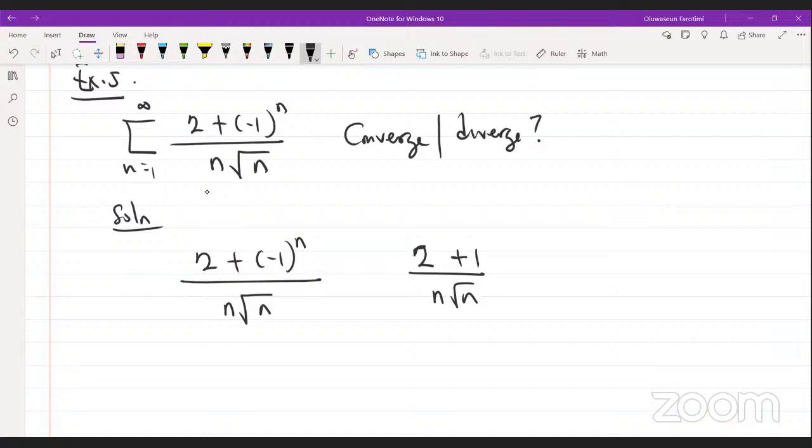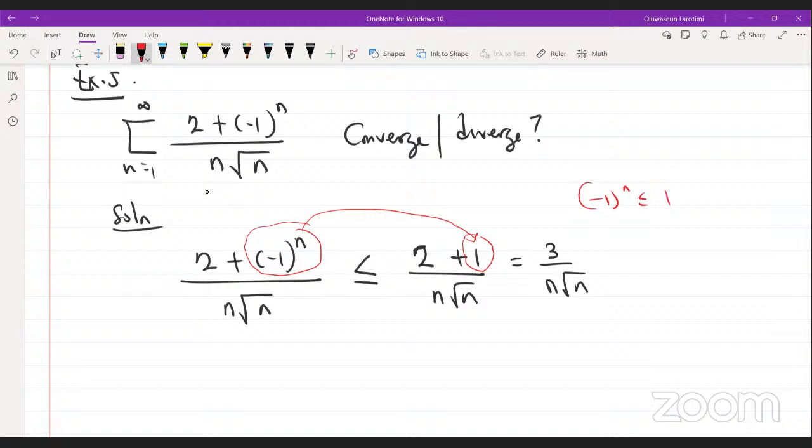Now, I need to think about the sign. Is it going to be less than or equal to? This is going to be less than or equal to, yes. This is exactly 3 over n square root of n. Let me put something in red. This guy is the one that gives us this guy. All right? Why? Because negative 1 to the power of n is less than or equal to 1. At some points, especially when n is odd, it's less than 1. But when n is even, it's exactly equal to 1.